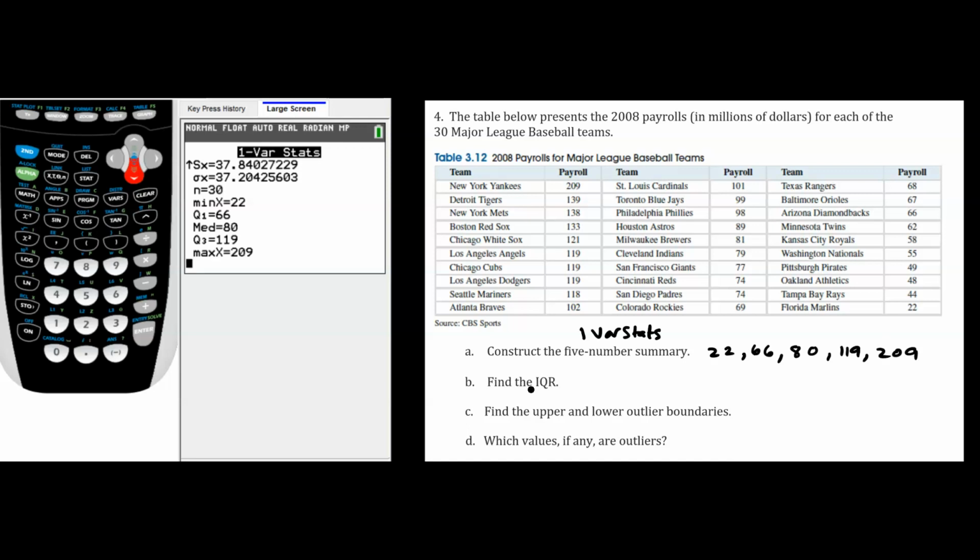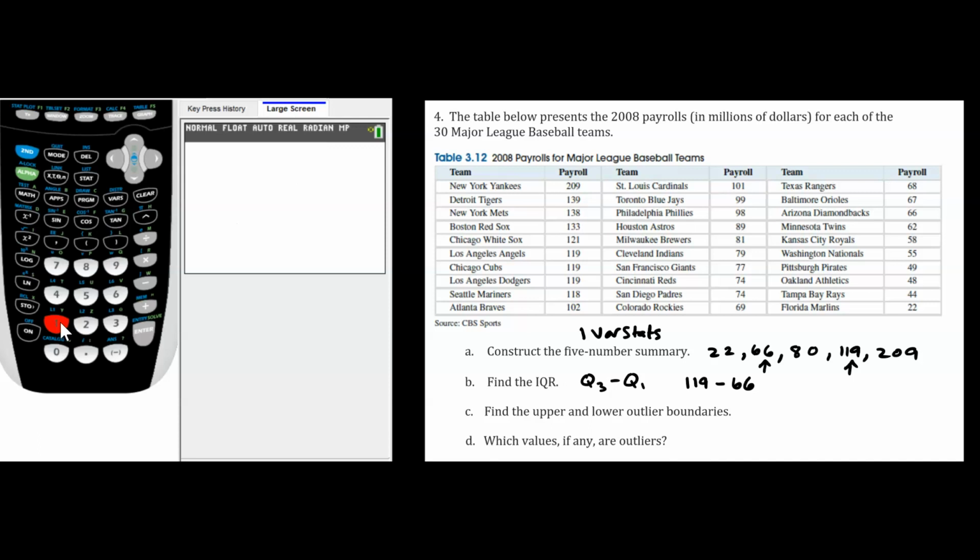Okay, find the IQR. Now the IQR is the interquartile range, and that is Q3 minus Q1. Remember, this is Q1 right here, and this is Q3. So Q3 minus Q1 is just going to be 119 minus 66. And if we go into the calculator and just do that real quickly, 119 minus 66 gives us 53.